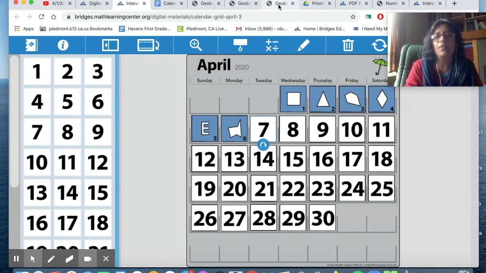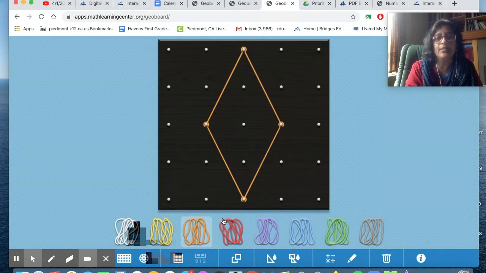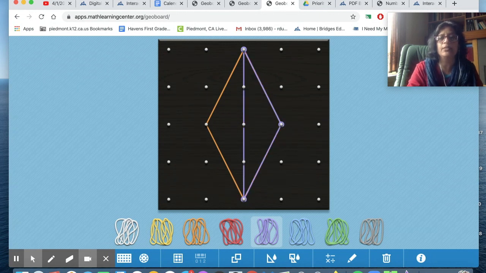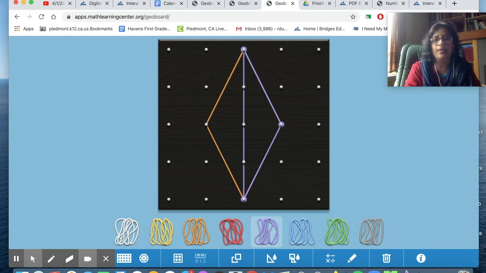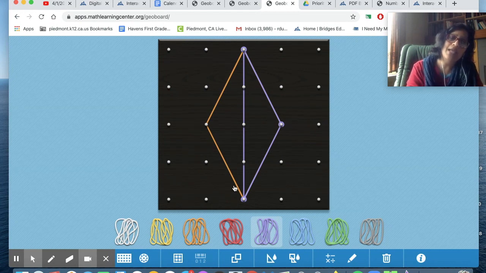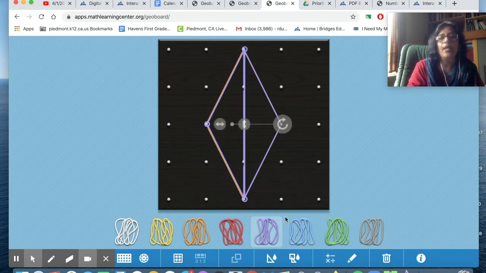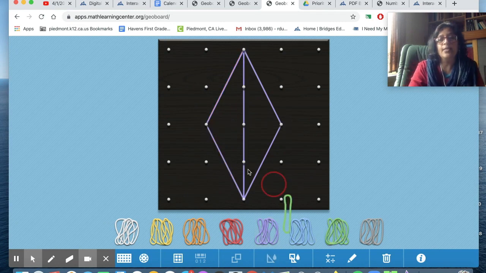And I have a geo block that matches that. There's your rhombus. And you can say that a rhombus, is it symmetrical? Yep, there's a line of symmetry. Now we know that it can be folded into 2 parts, right? And I'm going to move this, as you can see that. And then I'm going to get another rubber band and see if it can be folded into 4 equal parts.